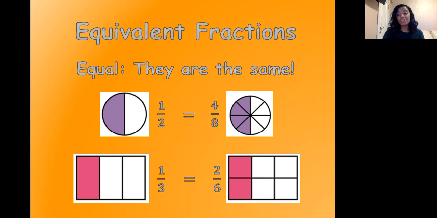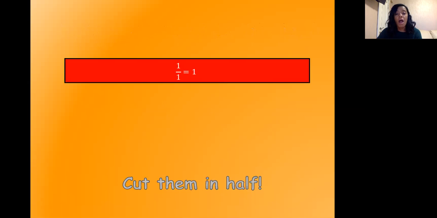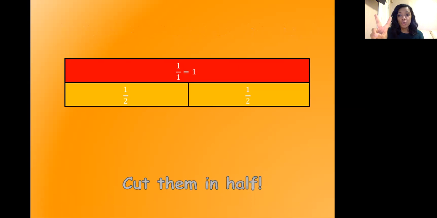But for today, I want to show you a different way that we can look and help ourselves with equivalent fractions, okay? We're going to break the bars into fractions, all right? So if we do that, we have here one bar, it's one whole bar. So if I have 1 out of 1, it equals 1 whole, right? Okay, but I'm gonna cut that bar in half. If I cut that bar in half, now I have 2 pieces, but it's still the same bar. It's still the same amount, okay?